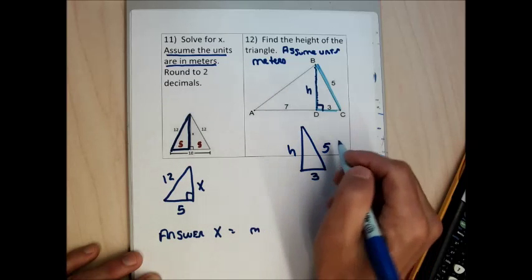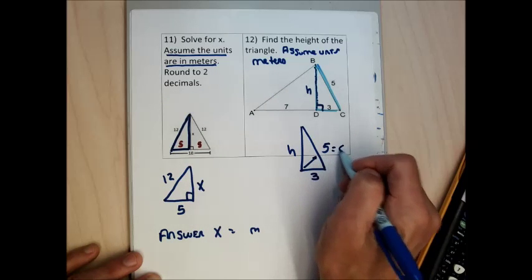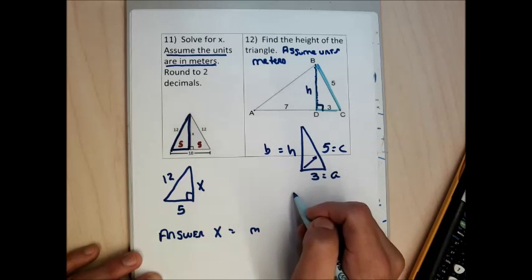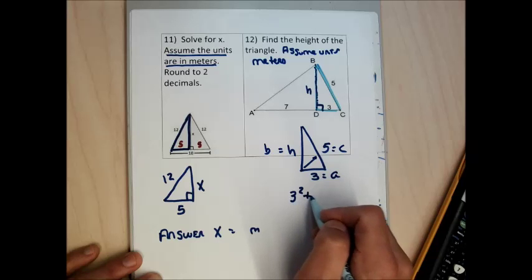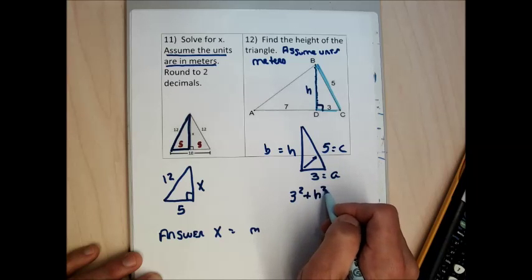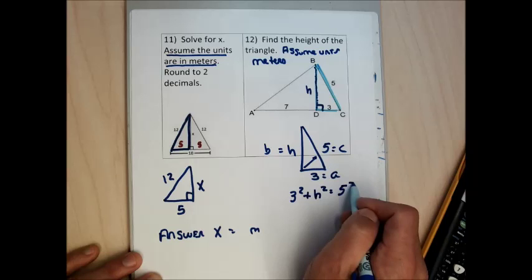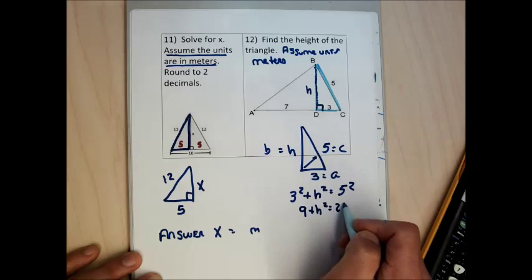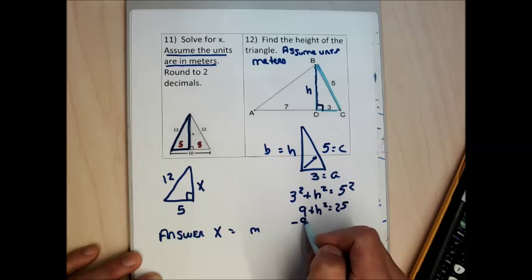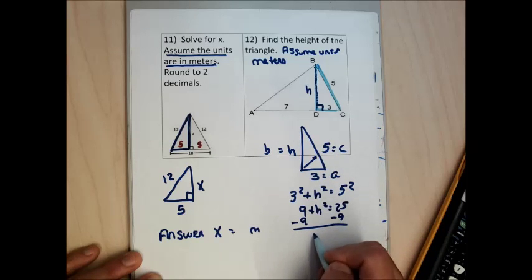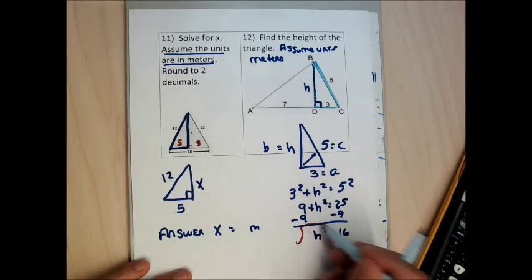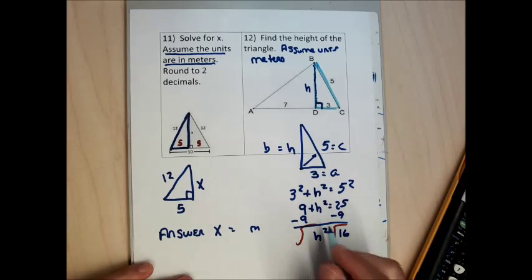So let me do these. This side is across from the right angle, so it has to be a C. I'm going to call that an A and that a B. And I'm going to go 3 squared plus height squared equals 5 squared. This gives me 9 plus the height squared equals 25, and then minus 9 minus 9. This gives me the height squared equals 16, and then square root. I'm going to get the height equals 4.